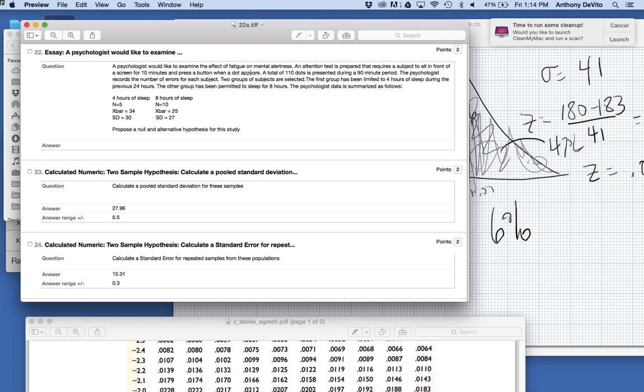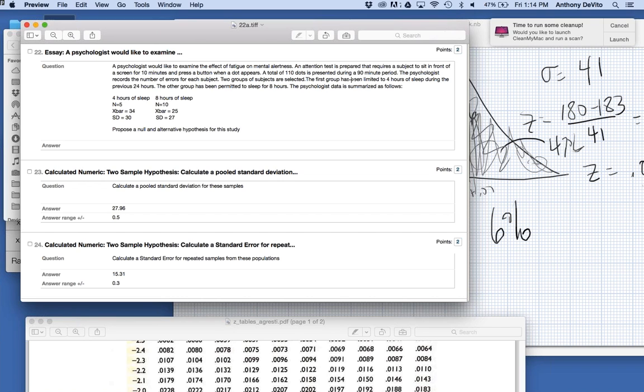Psychologists would like to examine the effect of fatigue on mental alertness. The attention test they prepared requires the subject to sit in front of a screen for 10 minutes and press the shutter button when a dot appears. A total of 110 dots is produced in a 90-minute period. The psychologist records the number of errors. He's interested in how often you get it wrong.